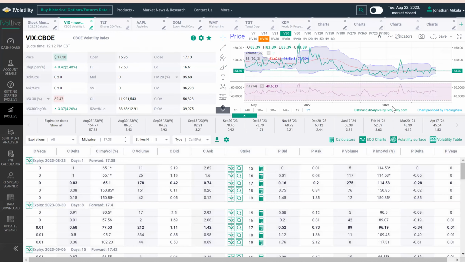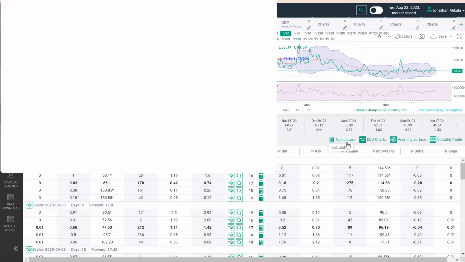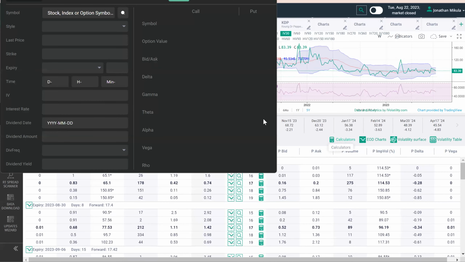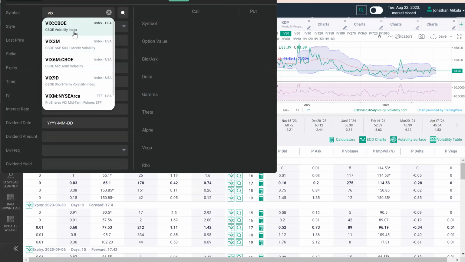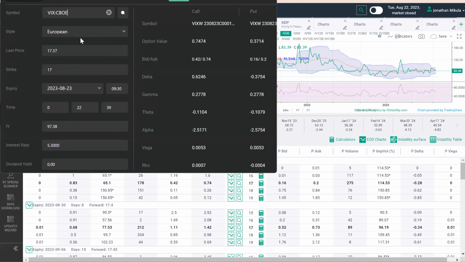So what I like to do is I like to come here. You can pull up calculators a couple different ways. You could pull them up here, from this aptly named calculator tab, right? Or you can pull it up on each individual strike price. So if you just wanted to look at something in general, and you were on IVolLive, you could just pull up this calculator. You could type in the symbol here, and then you could choose VIX, and then you could choose the different strikes and everything else, and you could do that manually.